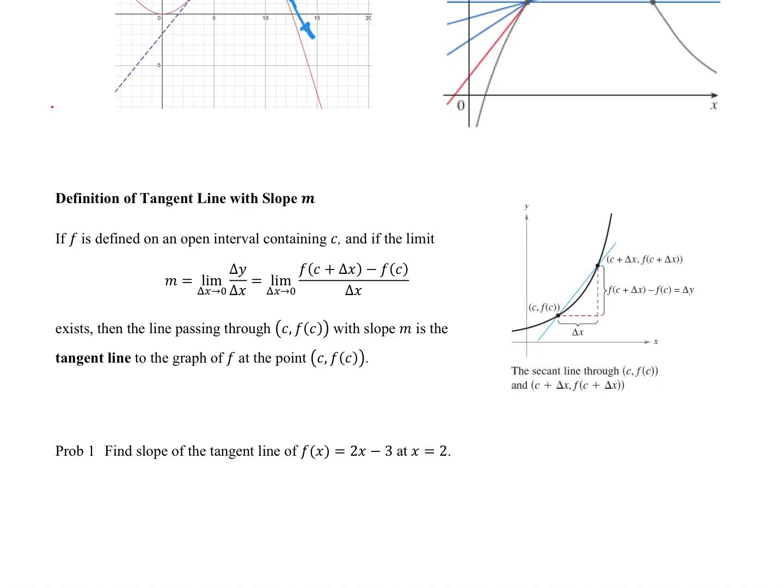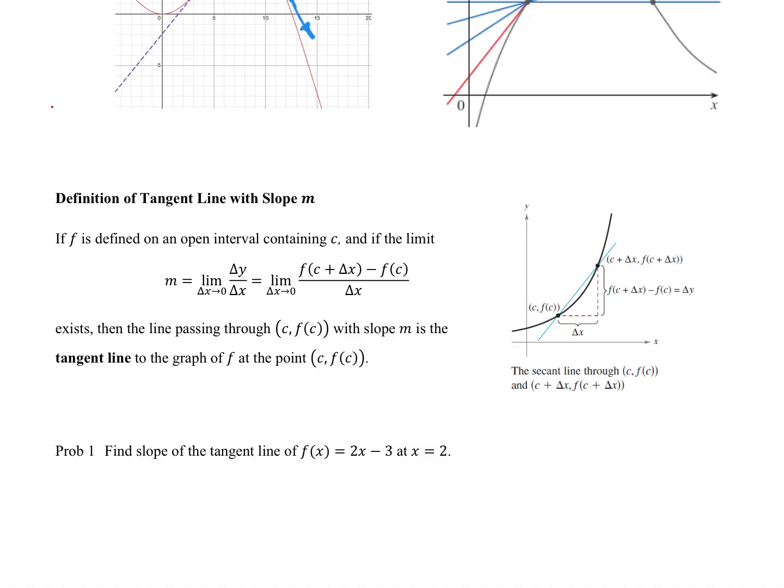This delta y is the change in y. This is f of c, and this is f of c plus delta x. So it is the change in the y direction, and delta x is the change in the x direction. When this limit exists, we say the line passing through (c, f of c) with slope m is the tangent line to the graph of f at this point.